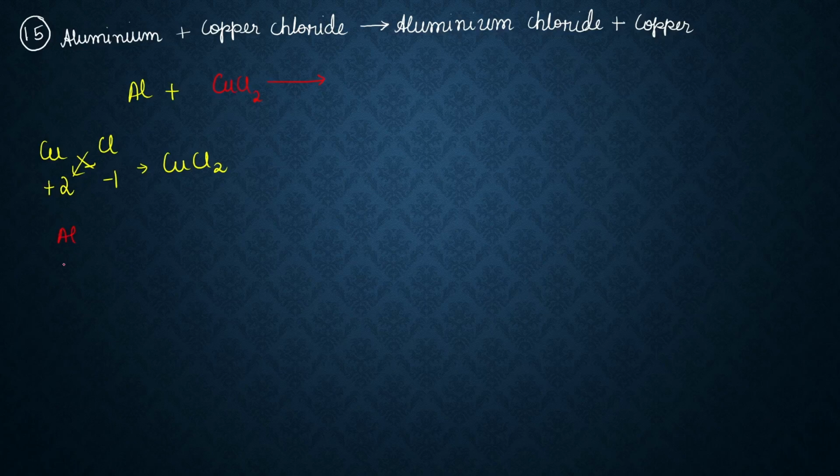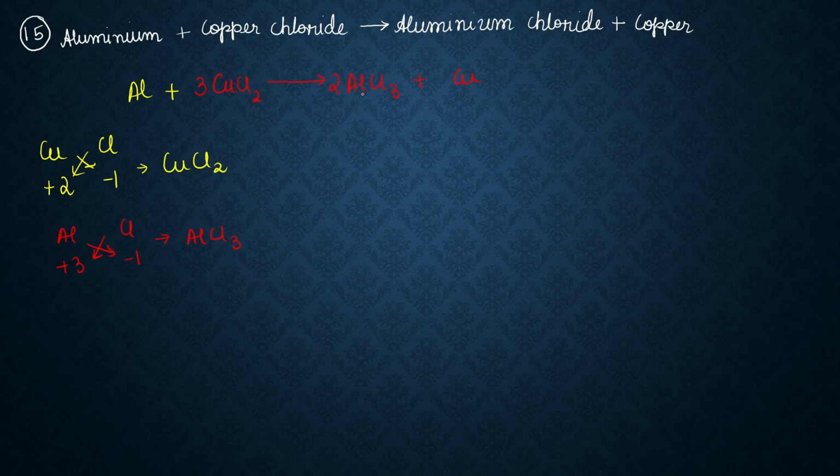So aluminium cationic valency is +3 and chlorine anionic valency is -1. So if you cross over the charges, then the formula becomes AlCl3 plus copper is Cu. Now start balancing the equation. If you observe here, the number of chlorine atoms on the reactant side is 2 and on the product side is 3. So in order to balance this, on the reactant side I'll multiply by 3 so that the total number of atoms of chlorine becomes 6. And on the product side I'll multiply by 2. So the number of chlorine atoms will also become 6.